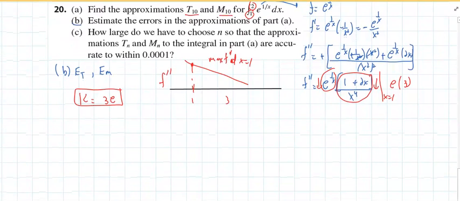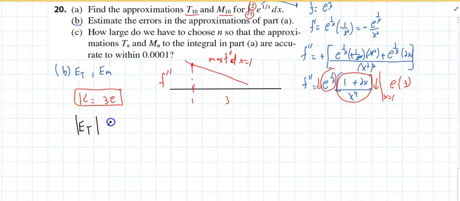That is, if I want to find the error in using the trapezoid, I'll say that's less than or equal to k times b minus a. B is a 2, a is a 1, right? Raised to the 3rd power, all over 12 times n squared, n is 10.